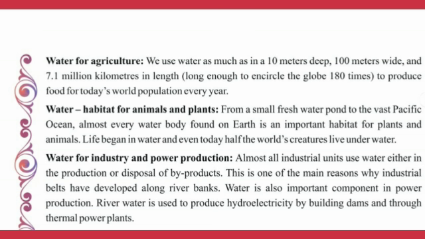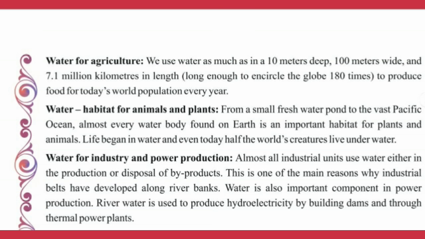Water for industry and power production. Almost all industrial units use water either in the production or disposal of byproducts. Dear students, a lot of water is used by these industries and factories. They use water for polishing, for cleaning, and for removing the byproducts. Byproducts are the waste products.